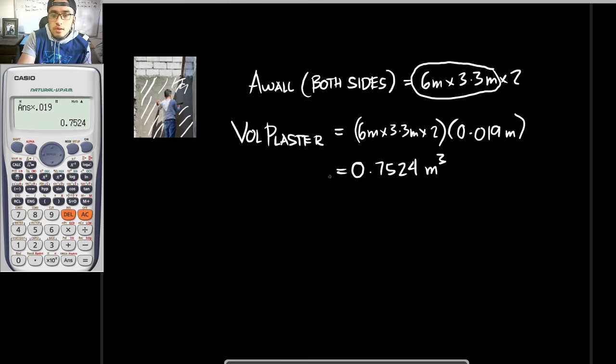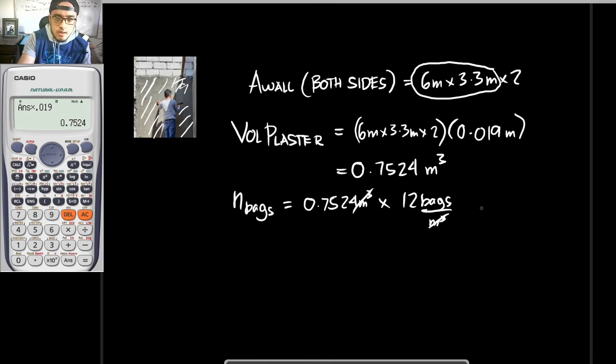The next step is to get the number of bags of cement. The number of bags is equal to the volume, 0.7524 cubic meters, and our factor here would still be 12. We are still class B because it was not specified. So 12 bags per cubic meter. Let's multiply this by 12. Our answer would be 9.0288 bags. So we already have the number of bags.